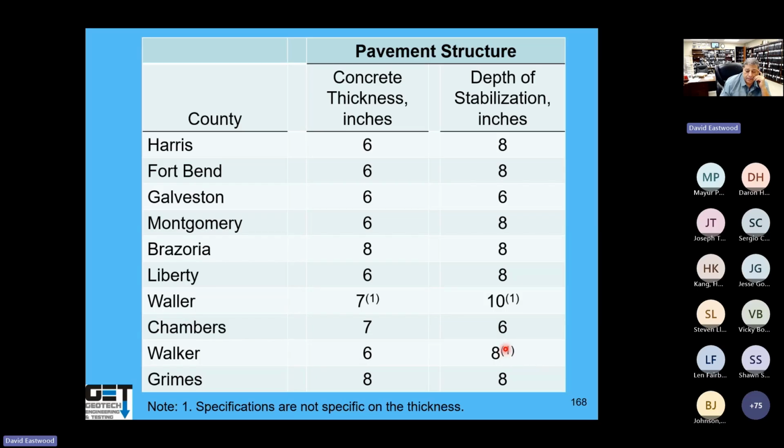I think the stabilized depth was not really defined. It says by the geotechnical report. Grimes County is 8 and 8. So, again, Grimes County is pretty conservative, 8-inch concrete, 8 inches of stabilized subgrade. So if you're out there developing in some of these counties like Grimes County, you're going to spend a lot of money on subdivision street concrete that eventually the homeowner is going to have to pay, and it's not necessary.